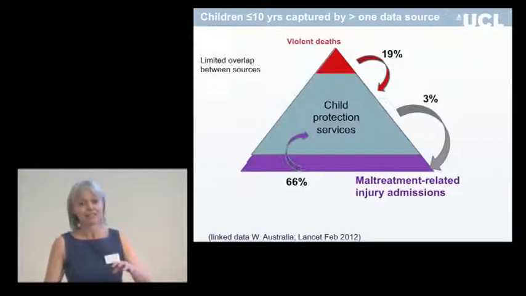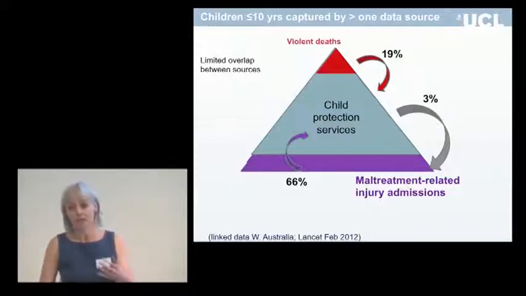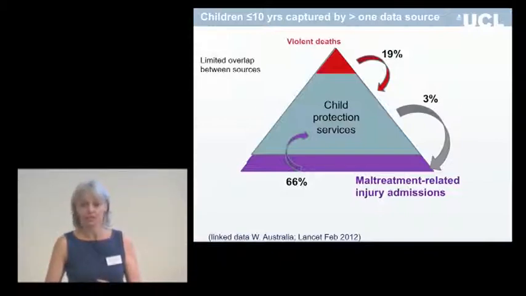And of those notified to child protection services, only 3%, emphasising injuries being a small problem, had ever been admitted for a maltreatment-related injury by the time they were 10, before or after their notification. But around 2/3 of those with a maltreatment-related injury admission had at some time, by the age of 10, been notified to child protection services. The point here is this is a jigsaw of services that see these children, and to understand who's coming to attention and what is happening to them, we need to look at the multiple services.